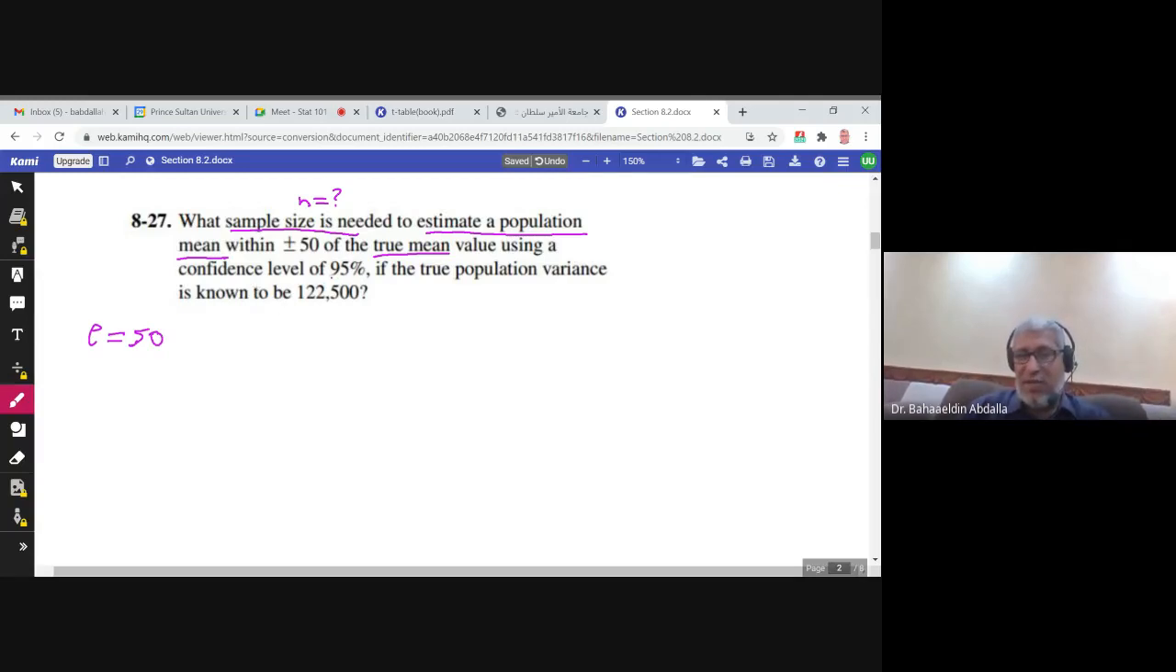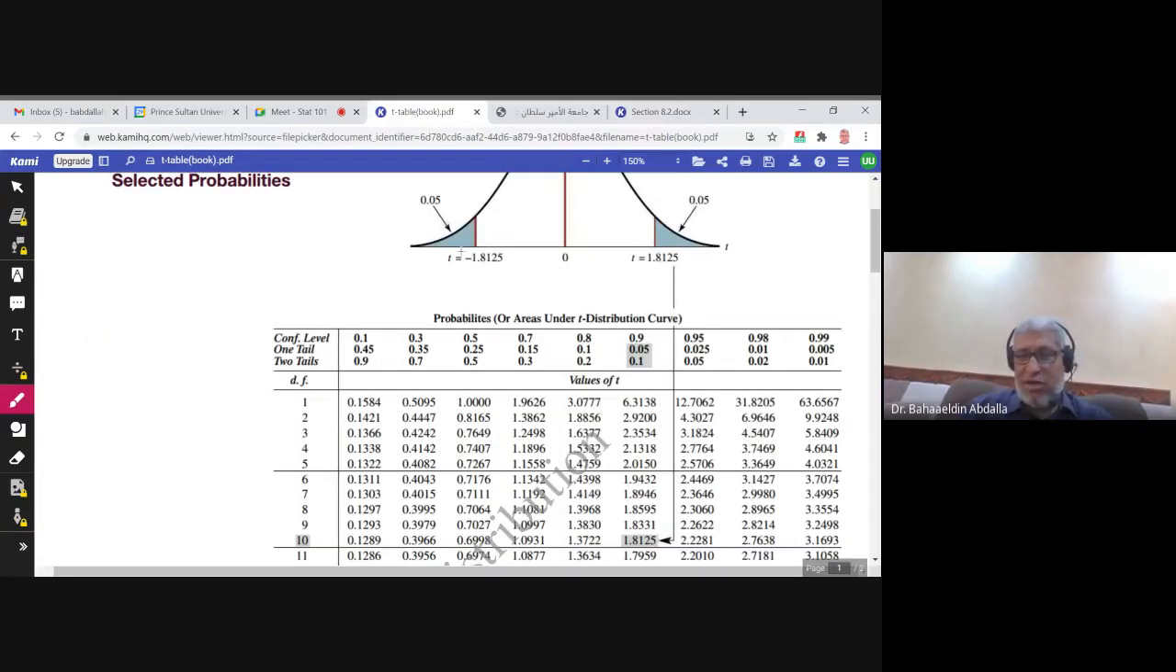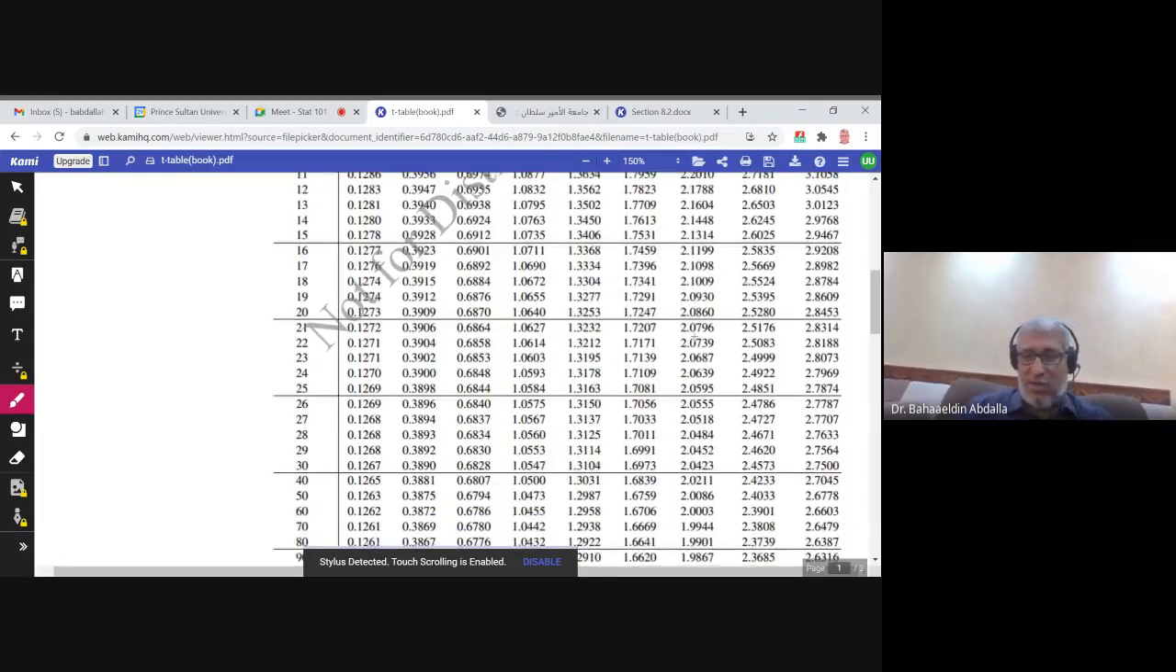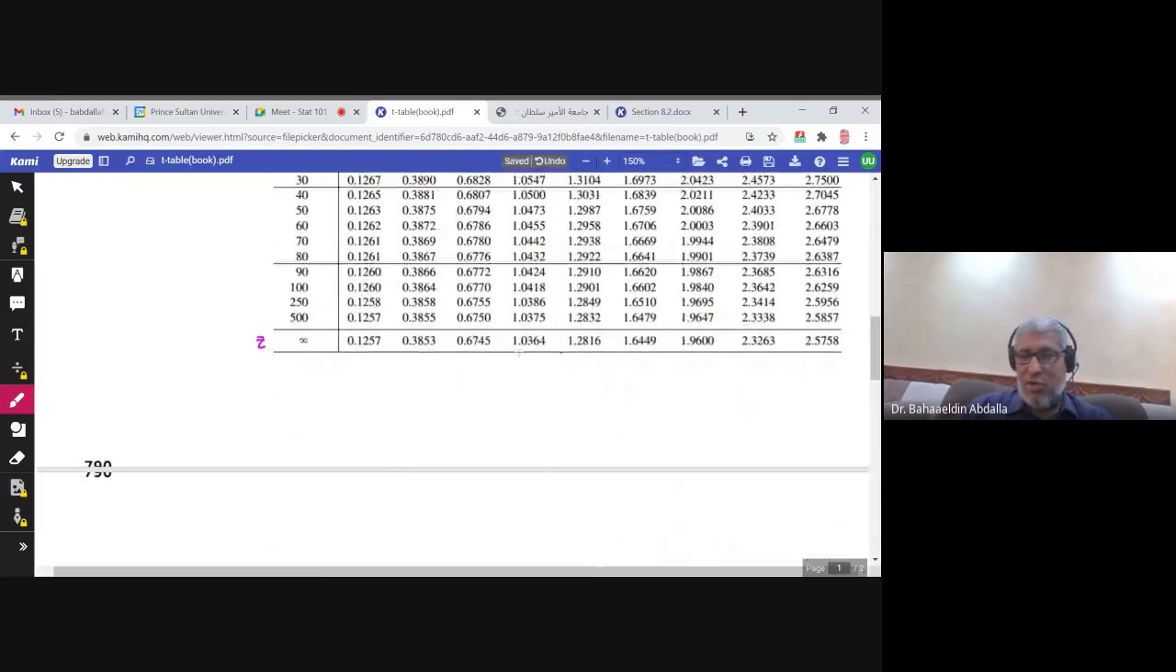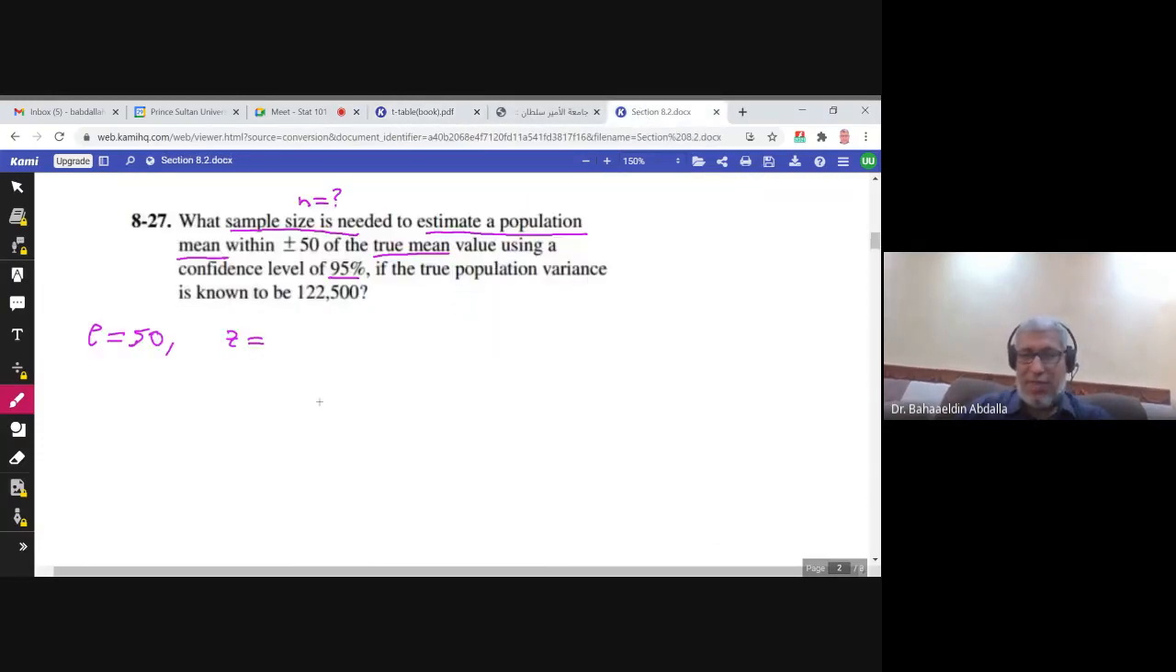Using a confidence level, this is the level of confidence. It enables you to find z. Either you divide 0.95 by 2 and you find the z value from the z table, or you go to the t table and look for the confidence level 95% and go to the last row, which is the z row, and you take this number. This is the z value, which is 1.96. So z in this case is 1.96. So we have e and z, and we need to find n.